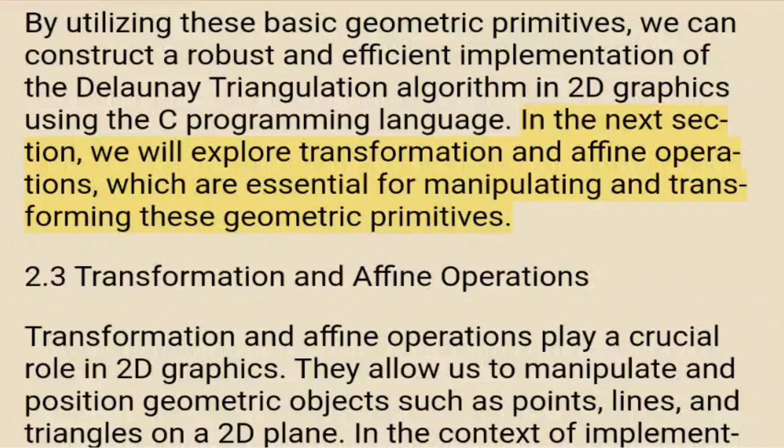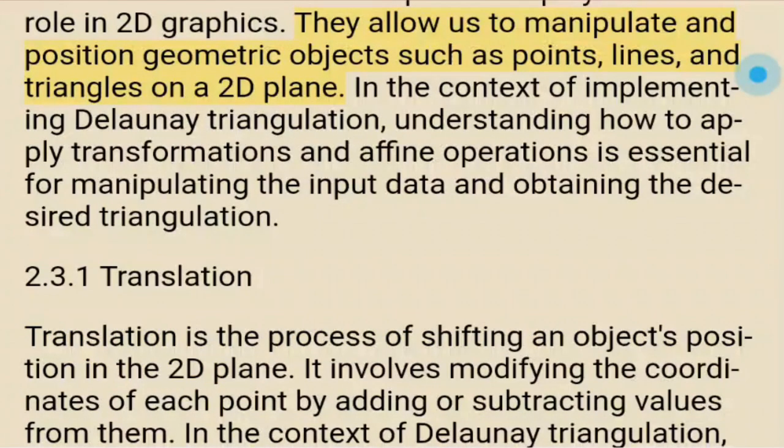In the next section, we will explore transformation and affine operations, which are essential for manipulating and transforming these geometric primitives. 2.3 Transformation and affine operations. Transformation and affine operations play a crucial role in 2D graphics. They allow us to manipulate and position geometric objects such as points, lines, and triangles on a 2D plane. In the context of implementing Delaunay triangulation, understanding how to apply transformations and affine operations is essential for manipulating the input data and obtaining the desired triangulation.